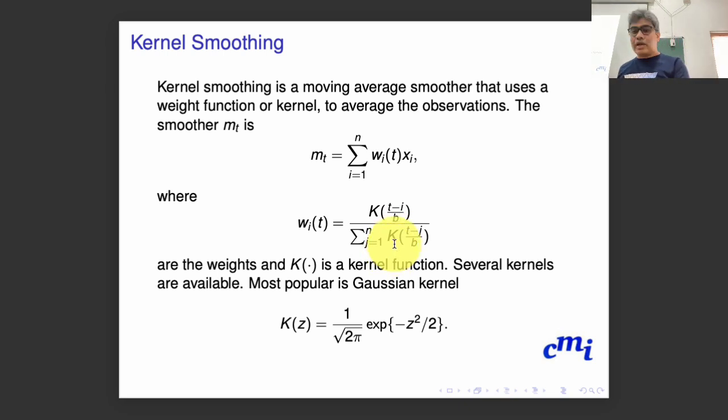Now that one is interesting, because if you look into it, if your i is close to t, that means the observation is close to t, right? Then this is 0. At 0 we know the Gaussian density is maximum, and if t minus i is large, it is far from 0, and we know that the Gaussian density will take less value when it is far from 0.